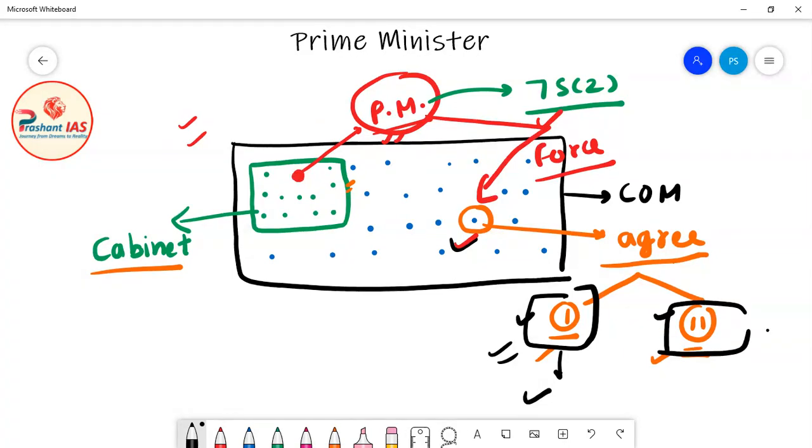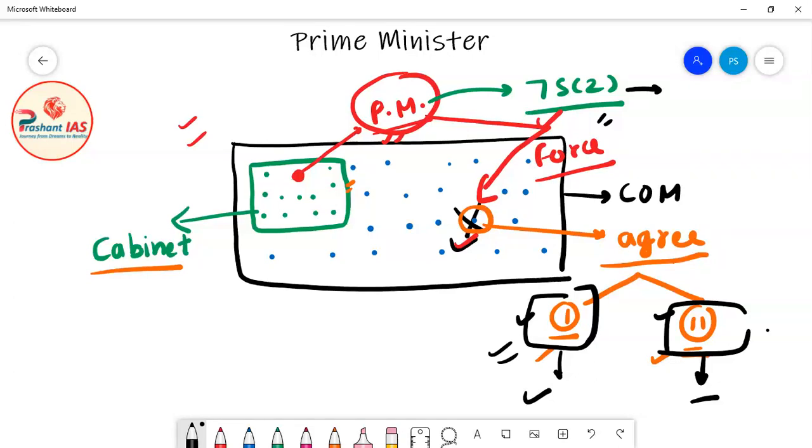So there are two conditions: either he will resign himself or the Prime Minister can remove him using Article 75 clause 2. Then also he will be removed from the Council of Ministers, and all the other ministers have already agreed with the decision. As all the ministers agreed, this decision is taken by all the ministers, so this is a collective decision. So again the Council of Ministers can be held collectively responsible towards Lok Sabha for the decision.